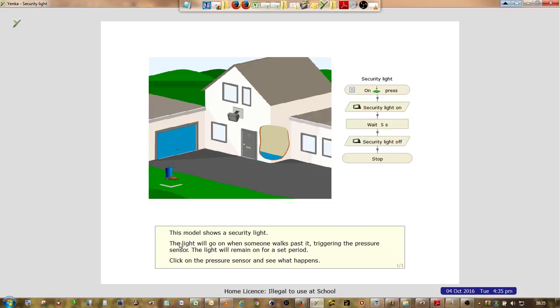So what does it say here? Let's look at what it says. This model shows a security light. Basically, we'll take it as somebody with a foot stepping on top of what looks like a sensor here, and the light should go on. Okay, so the light will go on when someone walks past it, triggering the pressure sensor. The light will remain on for a set period. Click on the pressure sensor and see what happens.